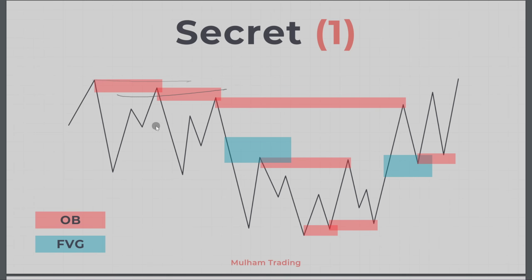Price could react from the fair value gap, go lower, but the real and big move is going to be off the order block. So you might actually make some money off a fair value gap. But eventually, price might go to the order block and then give the real reaction and the real move of the order block. You see here, again, reacting off the fair value gap and then an order block.